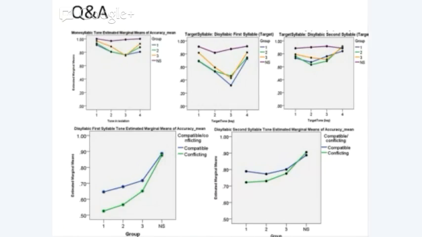The question I have is, one possible explanation for this is that they're learning, but because you're doing a cross-sectional study, it's also possible it could be a self-selection effect, and that maybe the students who are better at this are more likely to go on to third year Chinese, and the students who are bad at it might decide not to study this language.